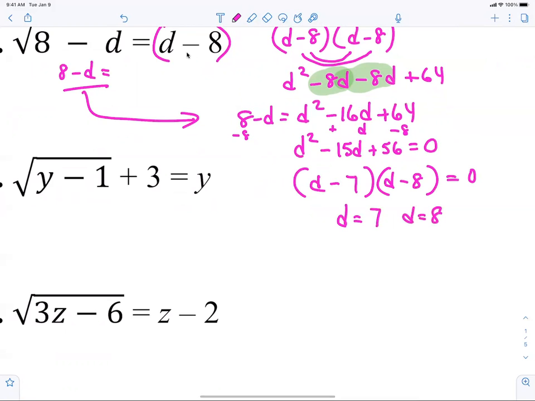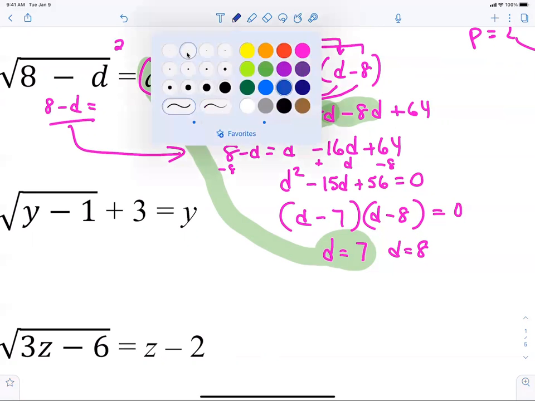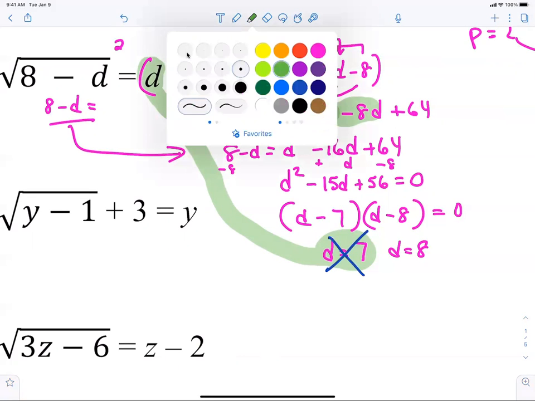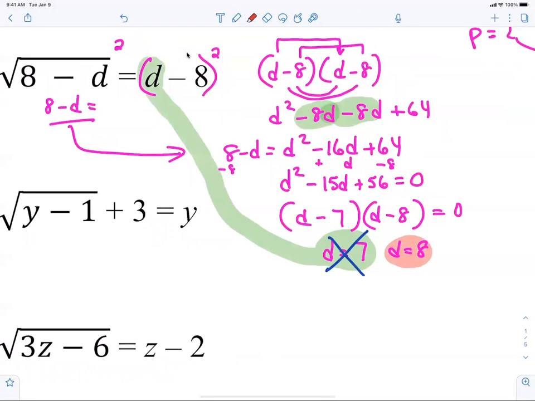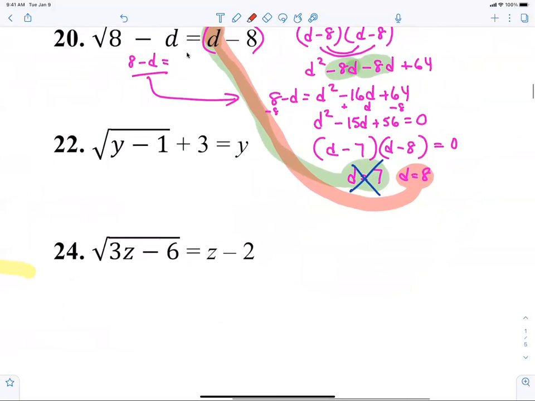Now look up here, please. Highlight, and then put it right up here. Can 7 work? No, because it will be 7 minus 8, which is what? -1. So 7 does not work. Now let's look at 8. Can the square root be 0? Yes, square root of 0 is 0. So does that work? Yes, so that one is correct. All right, d equals 8.